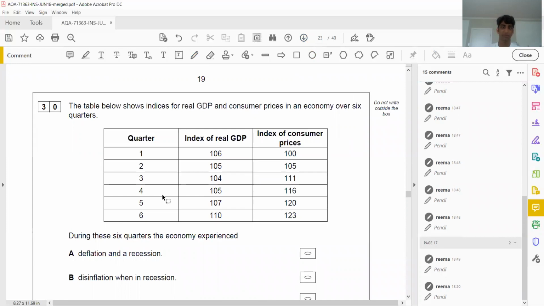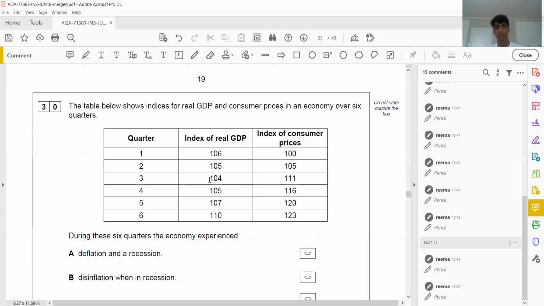So let's first start off with real GDP. So real GDP starts at 106, it falls in quarter 2, and it falls in quarter 3. So real GDP has fallen for 2 quarters. Now remember what the definition of a recession is. A recession is when an economy experiences a decline in real GDP for at least 2 quarters. So that satisfies our condition. So we seem to have started off with a recession.